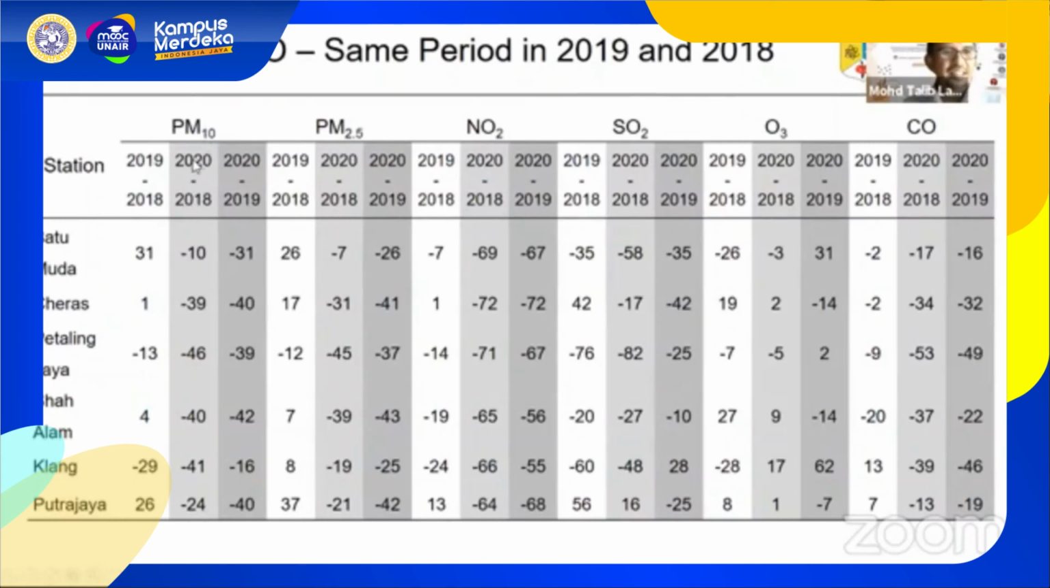We can see these two show the percentage of reductions, with 2020 compared to 2018, and 2020 compared to 2019. You can see that the level of air pollutants within the Klang Valley area reduced significantly, for NO2 by up to 72%, but not for ozone, especially in the busy areas.